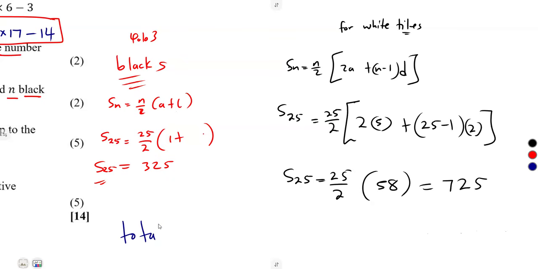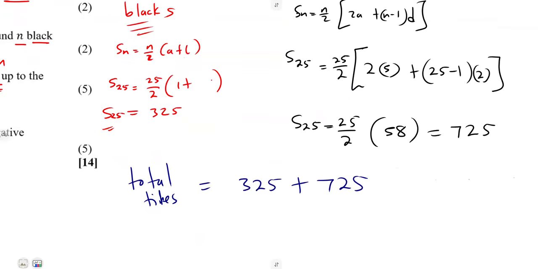So all in all, the total number of tiles will be what? Remember, for those that are black, 325. Those that are white, 725. We add. That is going to give us 1,000 and what?